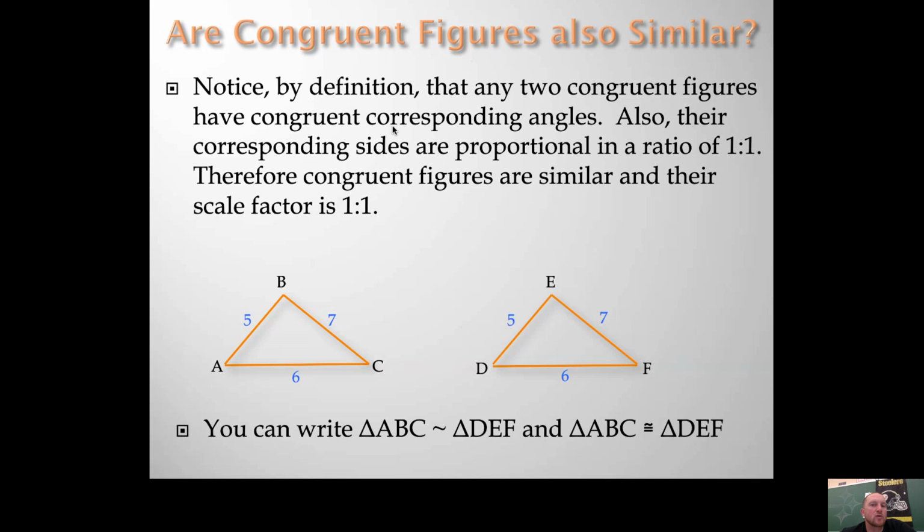They also have congruent corresponding angles. Also, their corresponding sides are proportional in the ratio of 1 to 1. 5 to 5, 7 to 7, 6 to 6, all reduced to 1 to 1. Therefore, congruent figures are similar and their scale factor is 1 to 1. So you can write a similarity statement and you could write a congruent statement for both of these triangles.